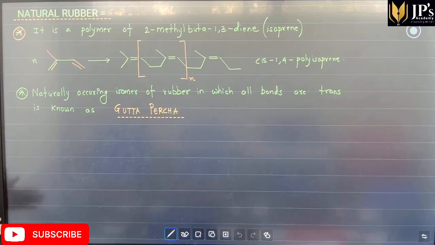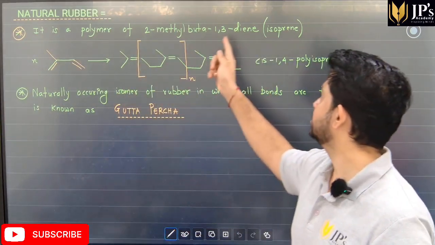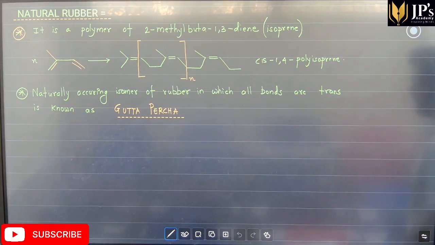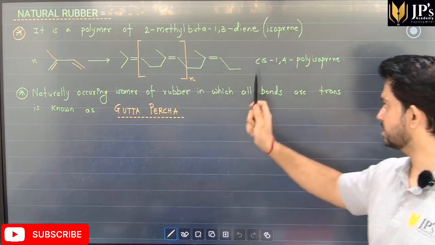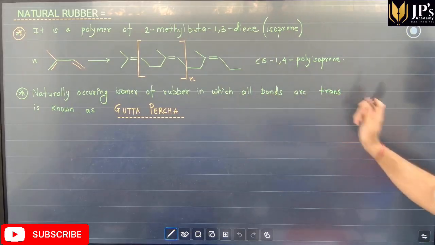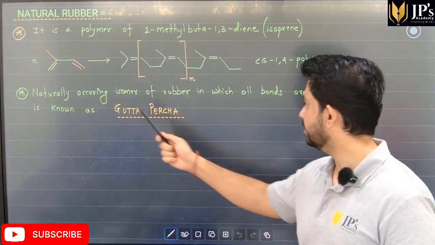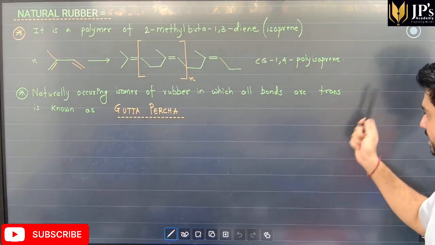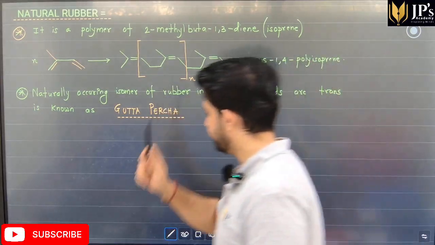Next, we have natural rubber. Natural rubber is a polymer of isoprene, which is 2-methyl buta-1,3-diene, and this is the actual structure. All the bonds are cis, so cis-1,4-isoprene. There's also a naturally occurring rubber where the bonds are in trans, which is also known as gutta percha. Make sure you remember the structure for this.